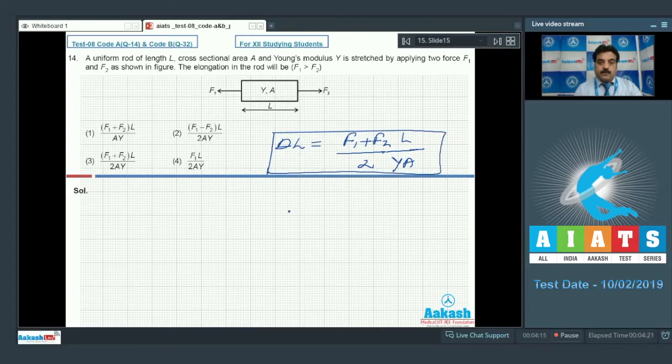I would like to suggest there is no need for further calculation. When you face this type of question, when both are stretching, there will be no change in the bottom portion. So you can memorize this result: F1 plus F2 by 2, initial length, divided by the Young modulus into A. So you can get option number 3 as the right choice. So let's move on to question number 15.